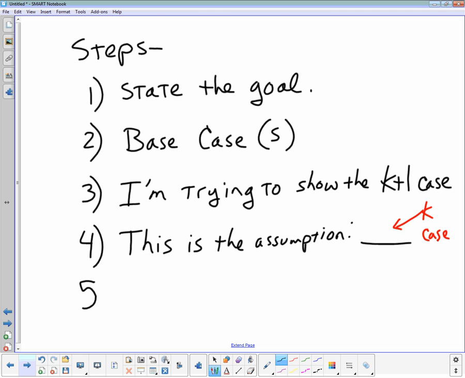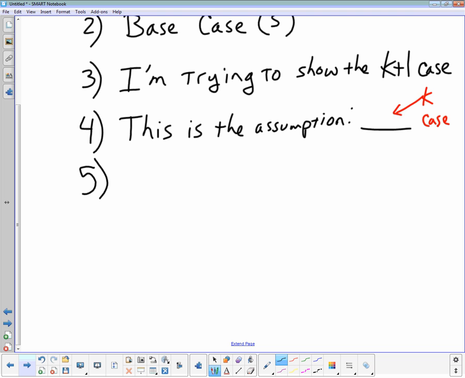Then step 5. What you try to do at this point is figure out how to turn the left-hand side of the k case into the left-hand side of the k plus 1 case. And you have to do the same thing for the right-hand side.